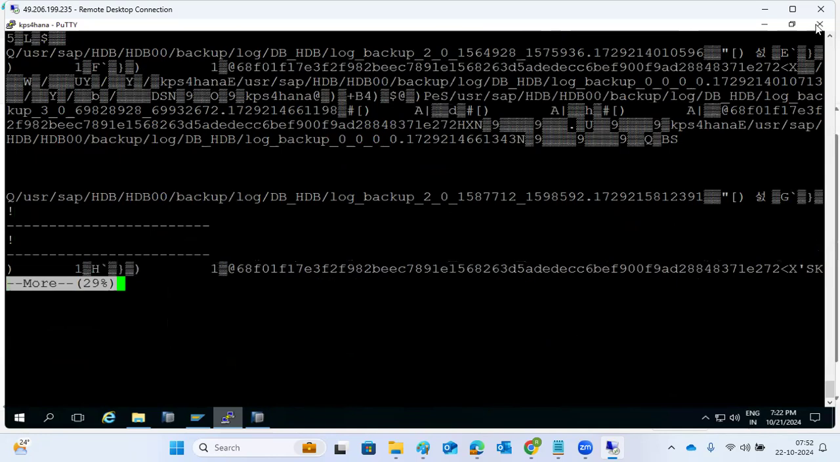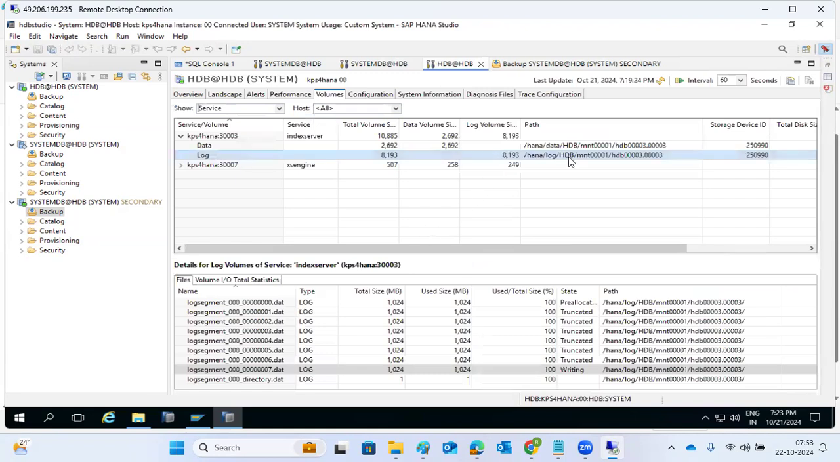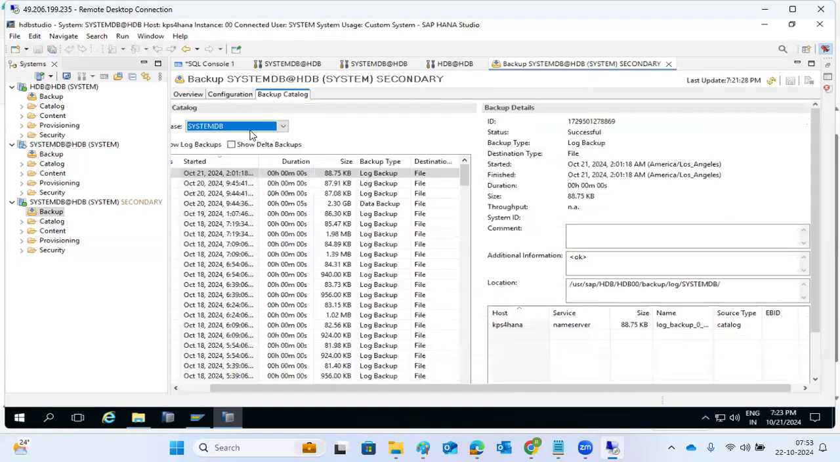Will it automatically compress the log backup and delete the previous backups? No, log backups won't delete the previous backups. It will write them. Whenever log backups happen, it writes one file. If the log backups are not happening, then your /hana/log folder will become 100% full. So you need to check why the log backups are not happening.